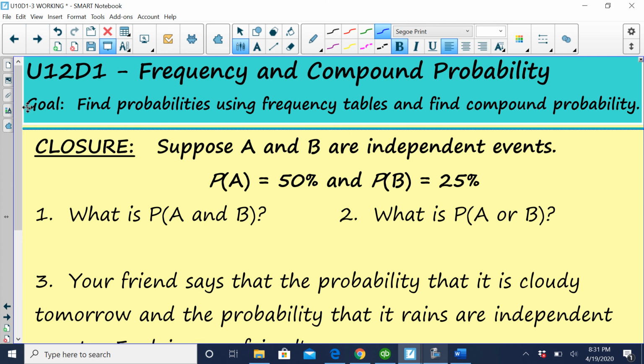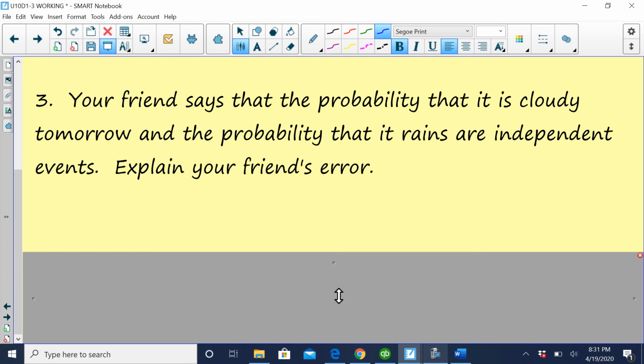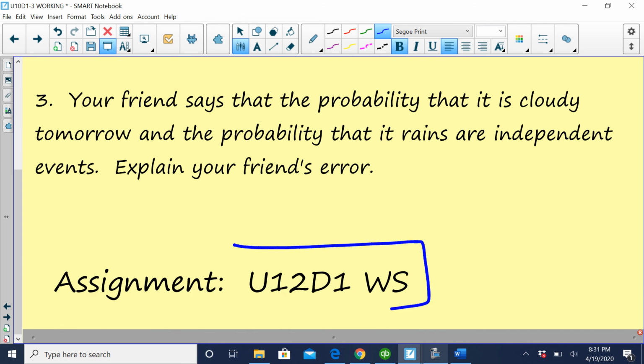Okay, that is all for today. So we're actually going to skip the closing problems, and your assignment is going to be Unit 12 Day 1 worksheet.